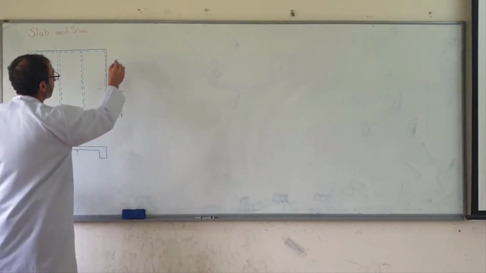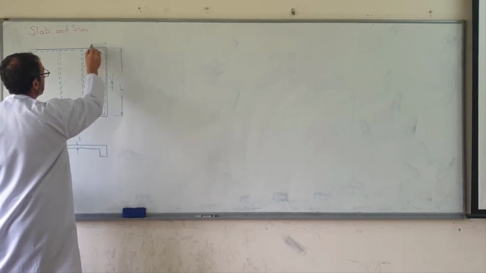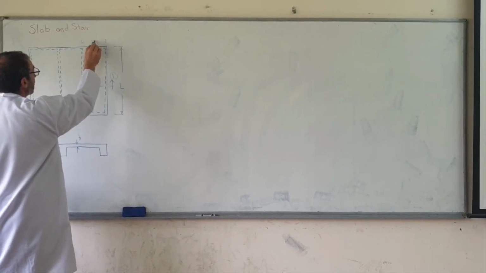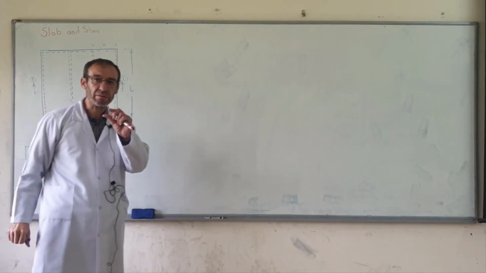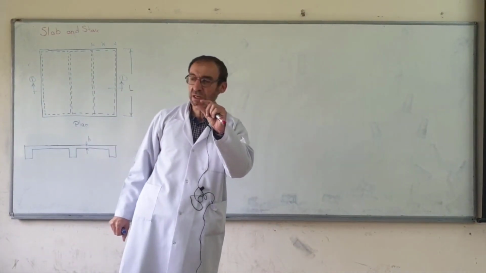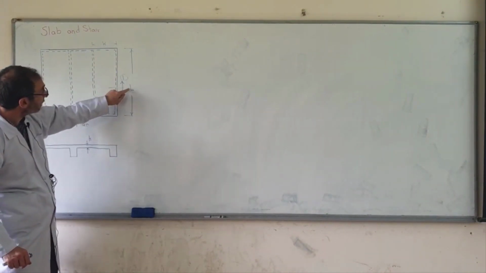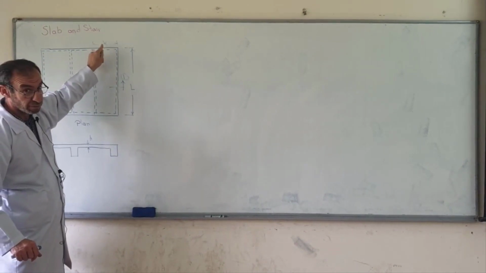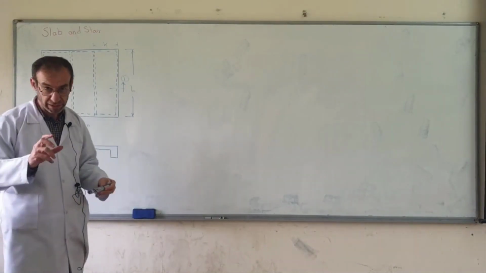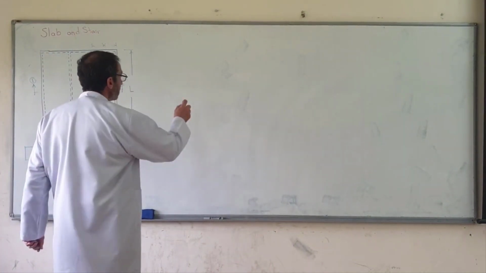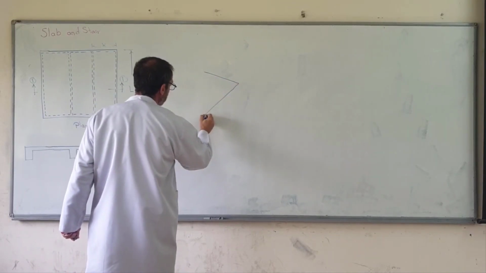This is the length to width of the slab. The thickness is always small, a thin element. We call it a thin element slab because the thickness of the slab is small relative to the length or width of the slab. We have two types of slabs mainly, if we draw the slabs in two dimensions.